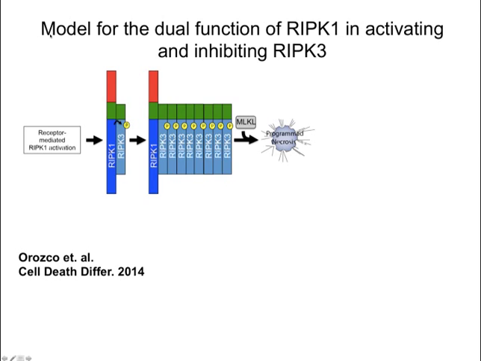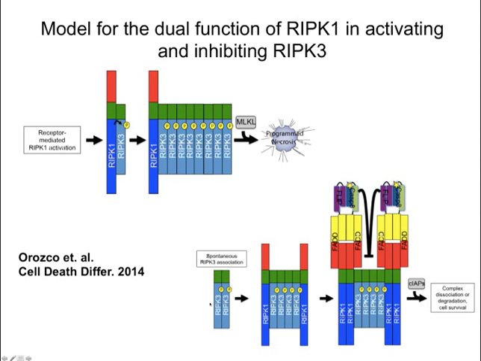So this is just a rough model for the dual function of RIP1 in both activating and inhibiting RIP3. RIP1, of course, as I told you, is required for RIP3 activation during receptor-mediated signaling, so things like TNF receptors activate RIP1. This then activates RIP3 and leads to the formation and propagation of these RIP3 oligomers, which are required for the activation of downstream players like MLKL and the induction of programmed necrosis.